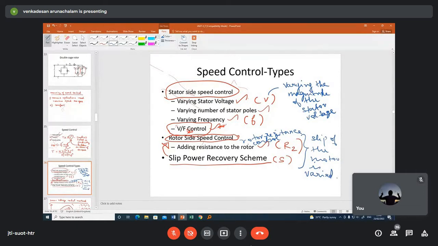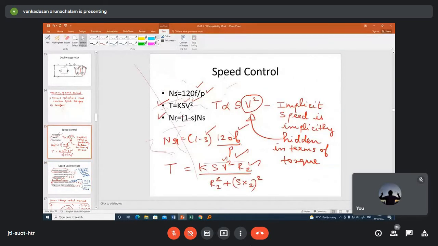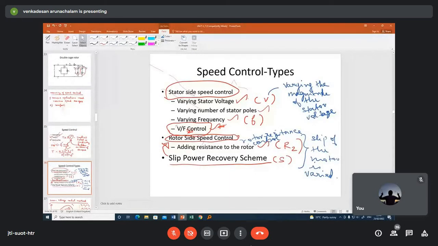Because the speed can be varied by varying the slip. The slip of the machine can be varied by adding resistance to the rotor and in the slip power recovery scheme. So these are all the various speed control methods, and we have to see these speed control methods one by one. First, we will take stator voltage control method. That is varying the magnitude of the stator voltage. So this is called as stator voltage control method.